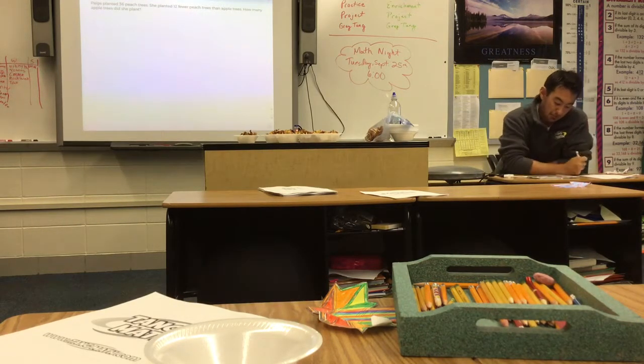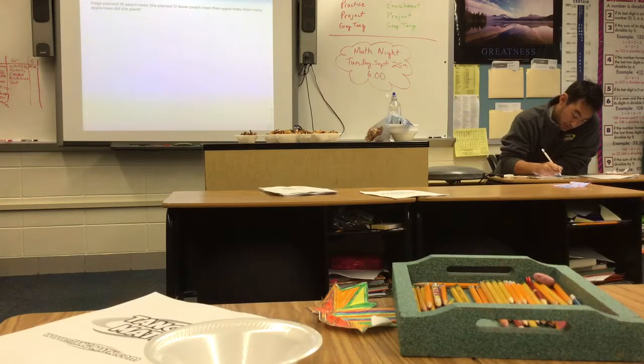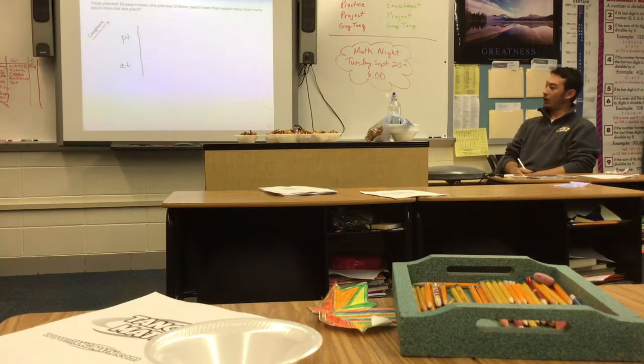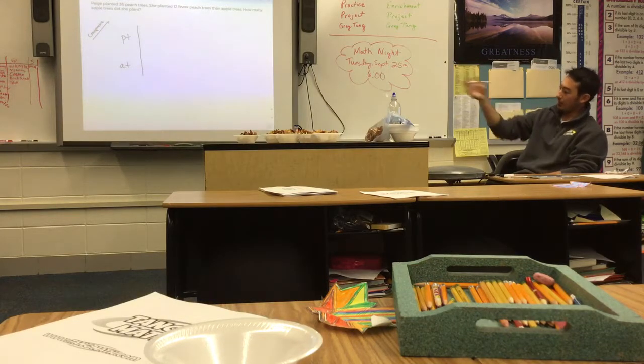All right, Paige planted 36 peach trees. She planted 12 fewer peach trees than apple trees. How many apple trees did she plant? Who or what is this problem about? Peach trees and apple trees. It's a compare. Let's give it a both. Oh, no big deal. It's about peach trees and apple trees.